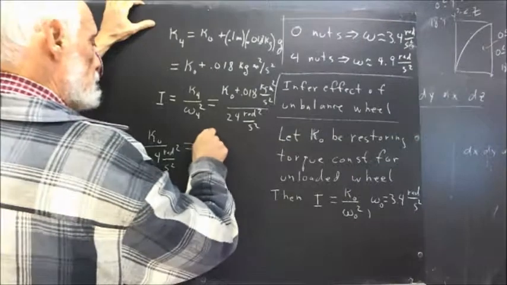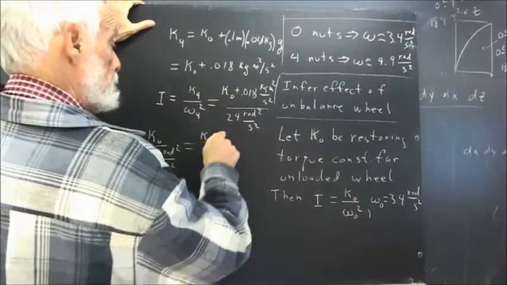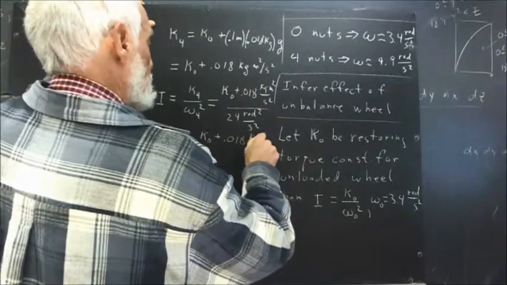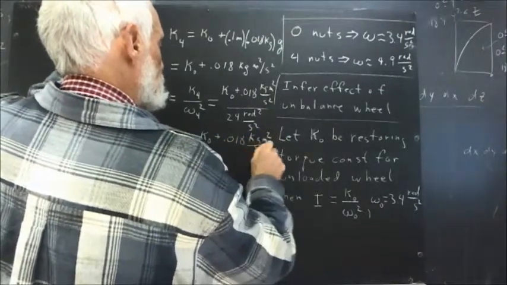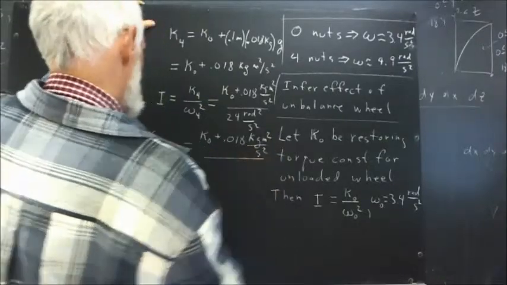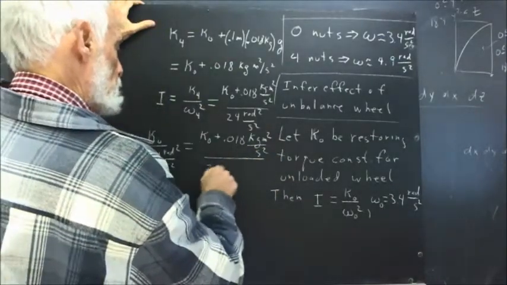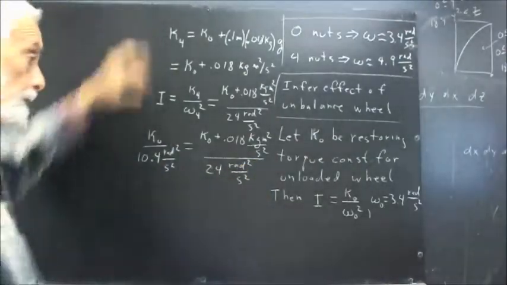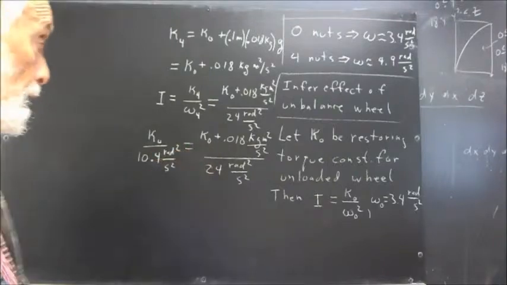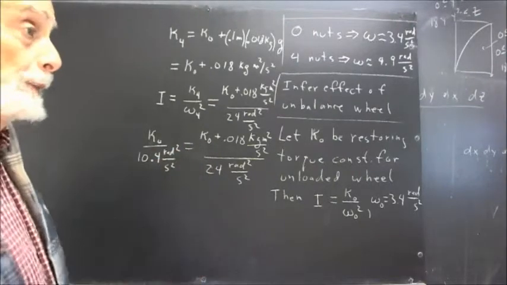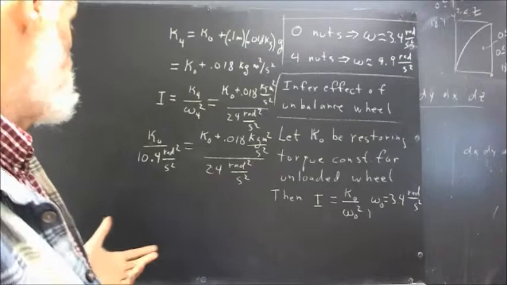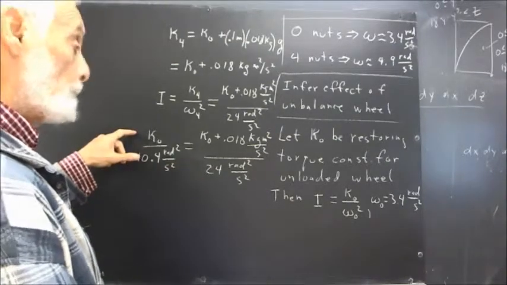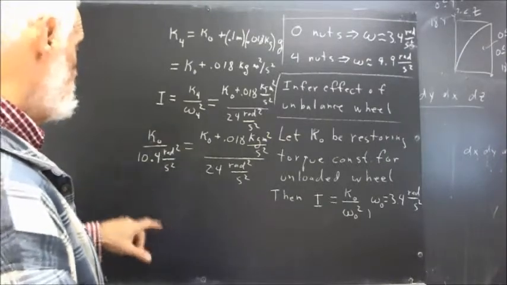And that's going to equal our kappa naught plus 0.018 kilogram meters squared per second squared divided by 24 radians squared per second squared. Now that's an equation that we can solve for kappa naught. But we can take care of the denominators. Let's just multiply this by 24, multiply this by 10.4.